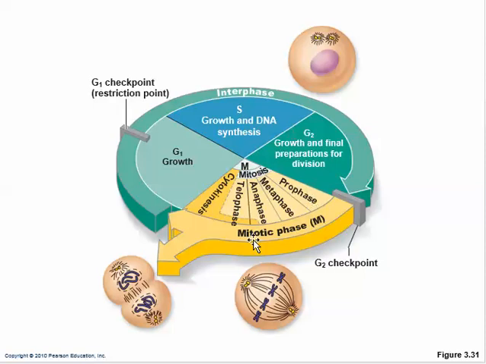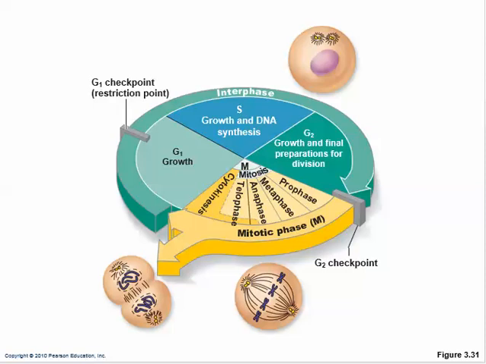In the mitotic phase, which is the rest of it, there's 2 parts. There is mitosis, which is this. It is prophase, metaphase, anaphase, and telophase, and that is the dividing of the nucleus. Mitosis is not cell division. Mitosis is nucleus replication, nucleus division.